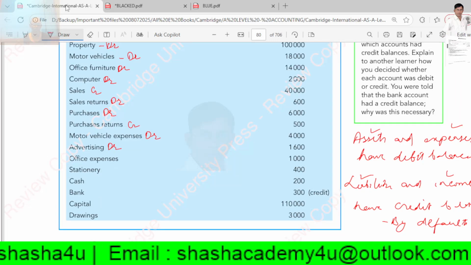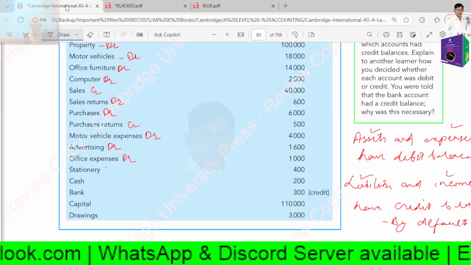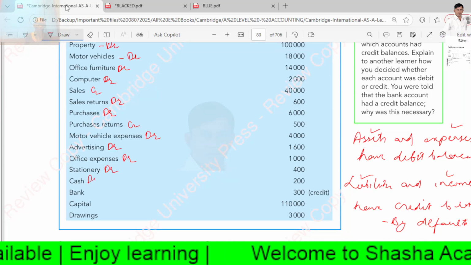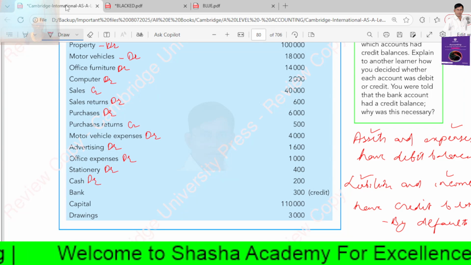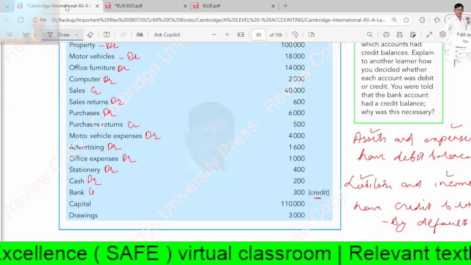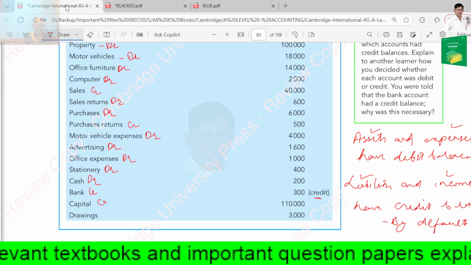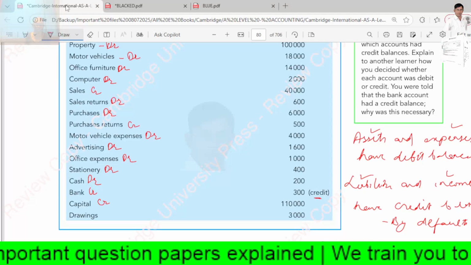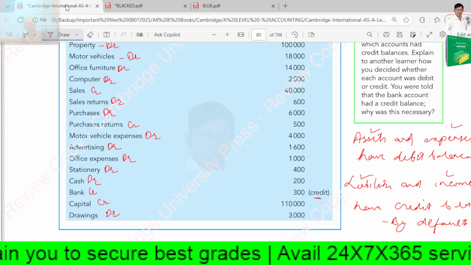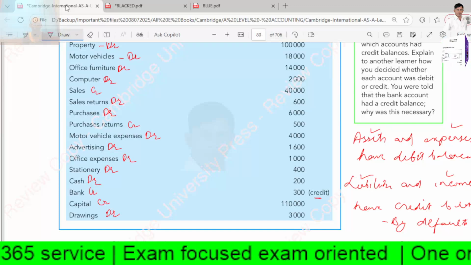Office expenses is an expense, debit balance. Stationery is an expense, debit balance. Cash is an asset, debit balance. Bank credit means it's a liability, so credit balance. Capital is always a credit balance because it's a liability to the business. Drawings is always a debit balance because it is exactly the reverse of capital. So now we can prepare the trial balance.